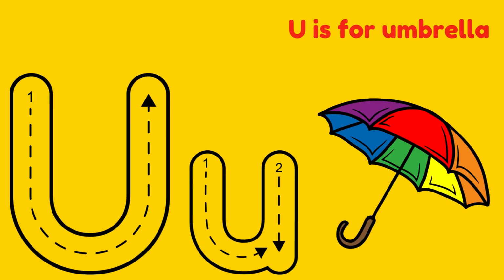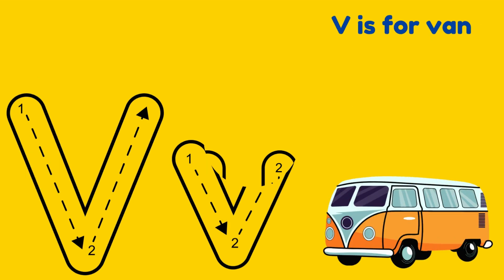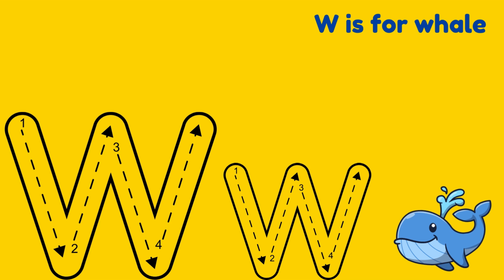U is for umbrella, keeping us dry. Trace your U and reach for the sky. V is for van, driving on the street. Trace your V, it's really neat. W is for whale, big and blue. Trace your W, just me and you.